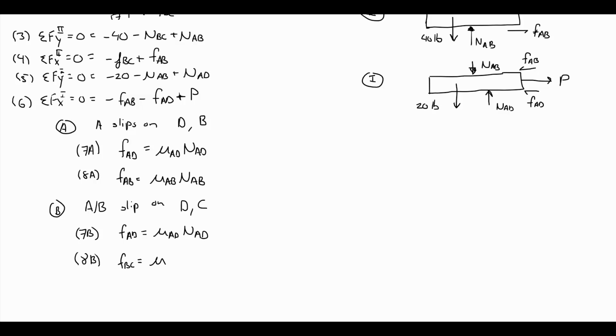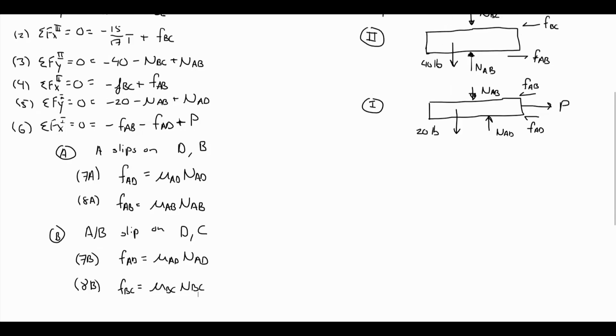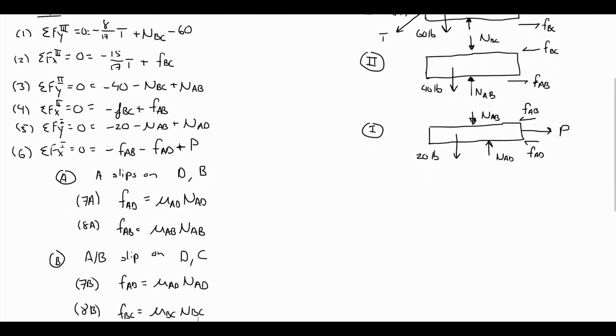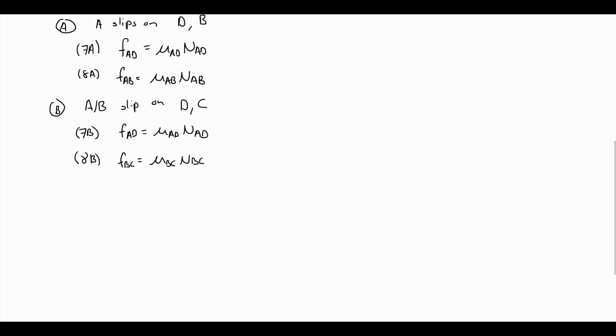So we can set it to its maximum, and now equation 8b makes this true. Mu BC times NBC is equal to FBC. And in this situation, we are not imposing anything on FAB, just on BC and AD. So we have 2 sets of 8 equations to test our 2 different scenarios. So we want to see which one of these is the one that is going to happen.